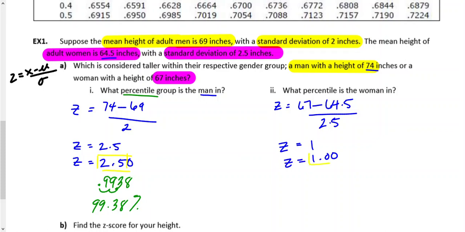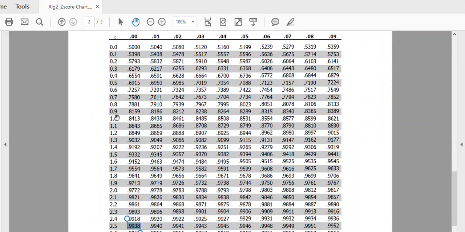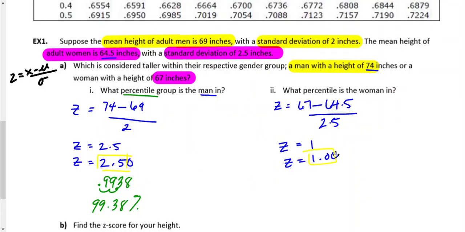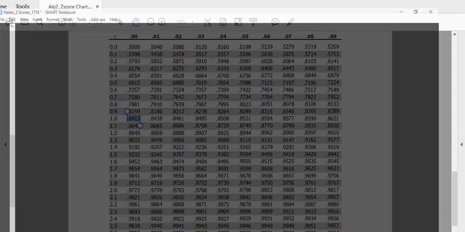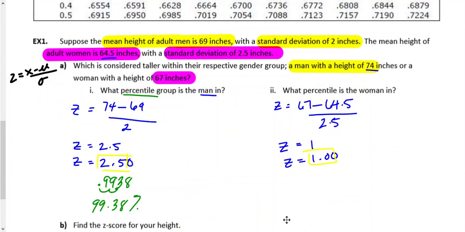So the first part I'm going to look up is the 1.0. If I go to my chart, I'm looking on the side, there's my 1.0. My third number was also 0. So if I go 1.00, I now get 0.8413. So my probability is 0.8413.